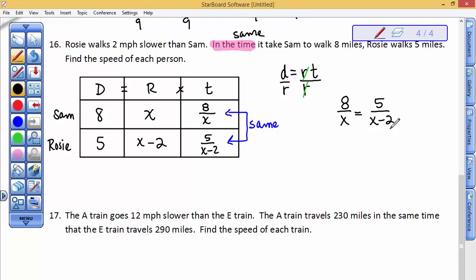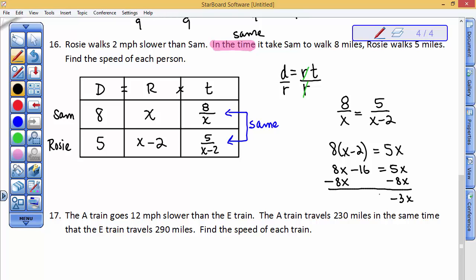And then I'm going to set these cross products equal. So I have 8 times the x minus 2 on the upper left, lower right, and then I have 5 times x. And then I'm going to distribute this. So 8x minus 16 equals 5x. I'm going to subtract 8x from both sides because I have the 5x on the right, and I want to keep this constant alone over here. And now I'll divide both sides by negative 3. And I'll find out that x equals 16 over 3, which is 5 1/3.